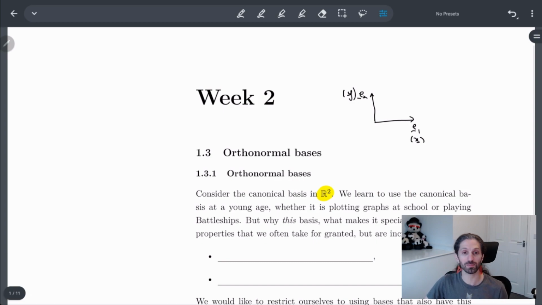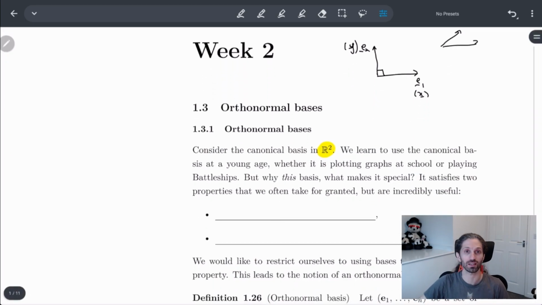There's something special about this: these two vectors that we chose are orthogonal to one another. They're perpendicular because we're talking about a Euclidean vector space. Nothing stopped us from choosing two different vectors like this; I can still get any vector out there. It just somehow doesn't feel as nice. If they're orthogonal to each other, it feels nicer. This orthogonality, this perpendicularity, is exactly what we're going to look at.